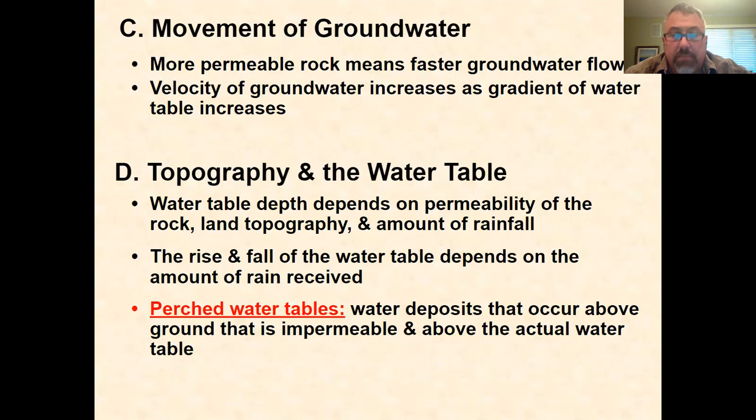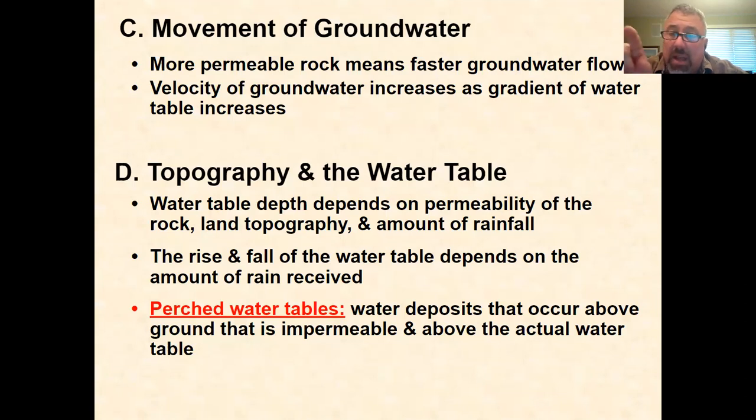But if the rock is more permeable, then our water will flow faster through the ground. And depending on how permeable it is will determine how fast it moves, or the velocity of groundwater. So the higher the gradient of the water table, the higher the velocity of the water. So it moves faster.